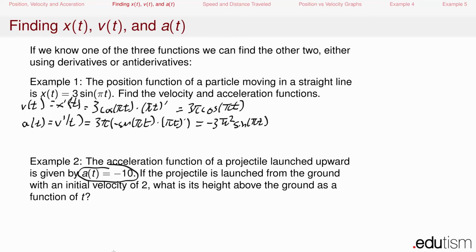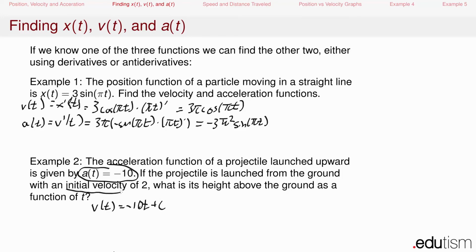We've got the acceleration, which is the second derivative, and we want to find the height, which is the original function. Well, firstly we're going to find the velocity function, v of t. We're going to do the antiderivative of negative 10, which gives you negative 10t plus c. Now we want to find c. There's going to be some information given that will allow us to find c.